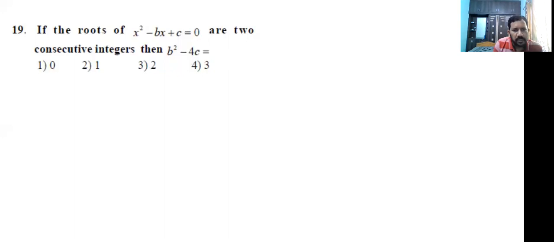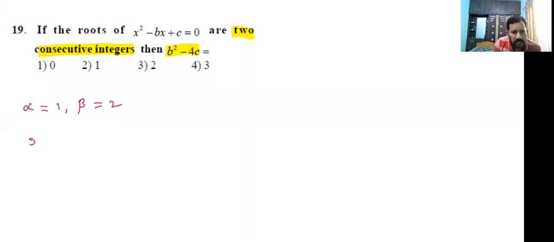If the roots of x square minus bx plus c is equal to 0 are two consecutive integers, then b square minus 4c is. Take any two consecutive integers. I am taking alpha value 1, beta value 2. Or you can take 2, 3, 3, 4, 4, 5, 100, 101, 1000, 1001, or 200, 201, or 50, 51, 66, 67, like that. Any two consecutive numbers.